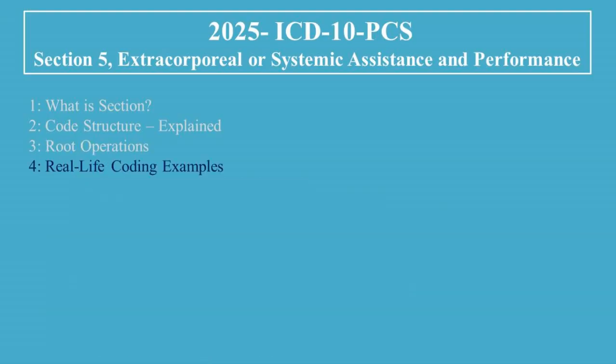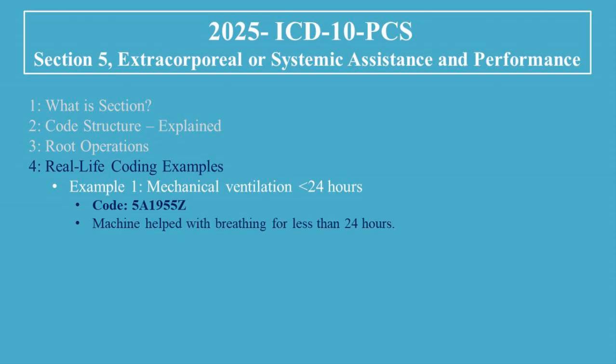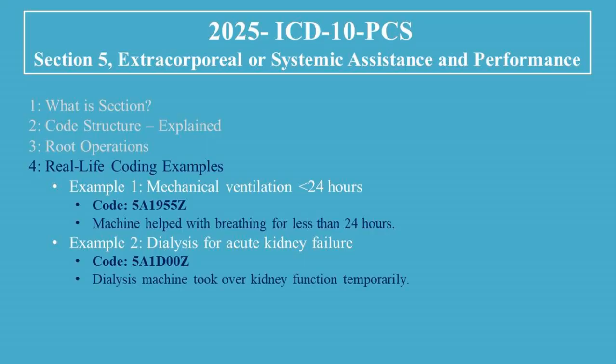4. Real-life coding examples. Here are some real-life examples of how you would use Section 5. Example 1. Mechanical ventilation less than 24 hours. Code 5A1955Z. Machine helped with breathing for less than 24 hours. Example 2. Dialysis for acute kidney failure. Code 5A1D00Z. Dialysis machine took over kidney function temporarily.